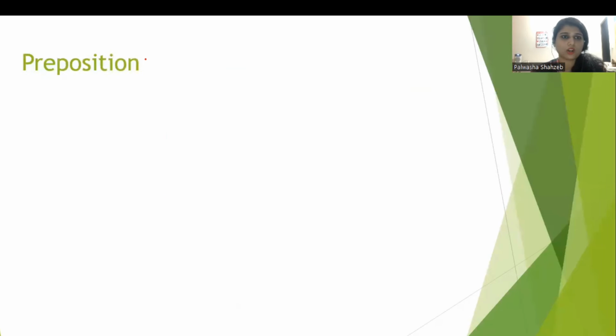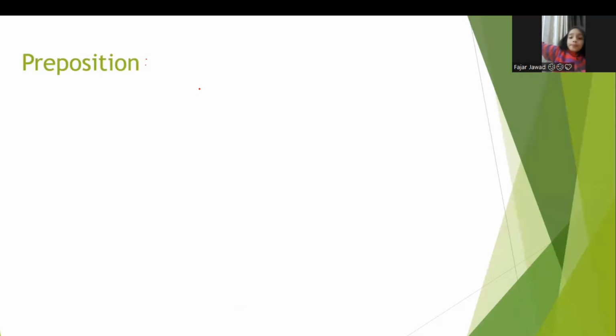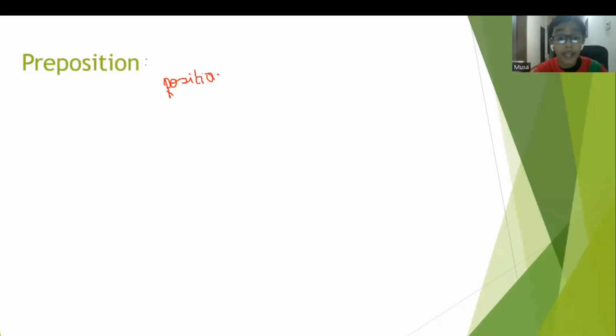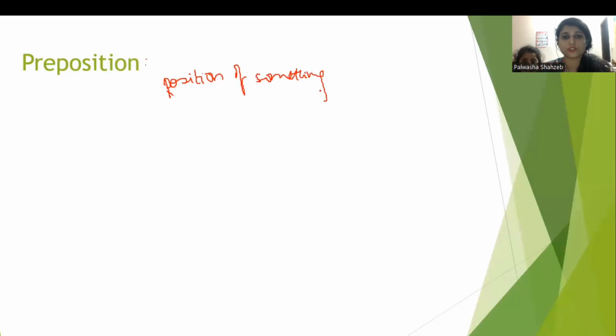Okay, now we are here on the preposition. I think it's the sixth one, right? Sixth. We are left with two more now. Anybody who can tell me about the preposition? Prepositions are describing a place, time, or direction. Yes, any position of something, time, direction, everything just comes in.